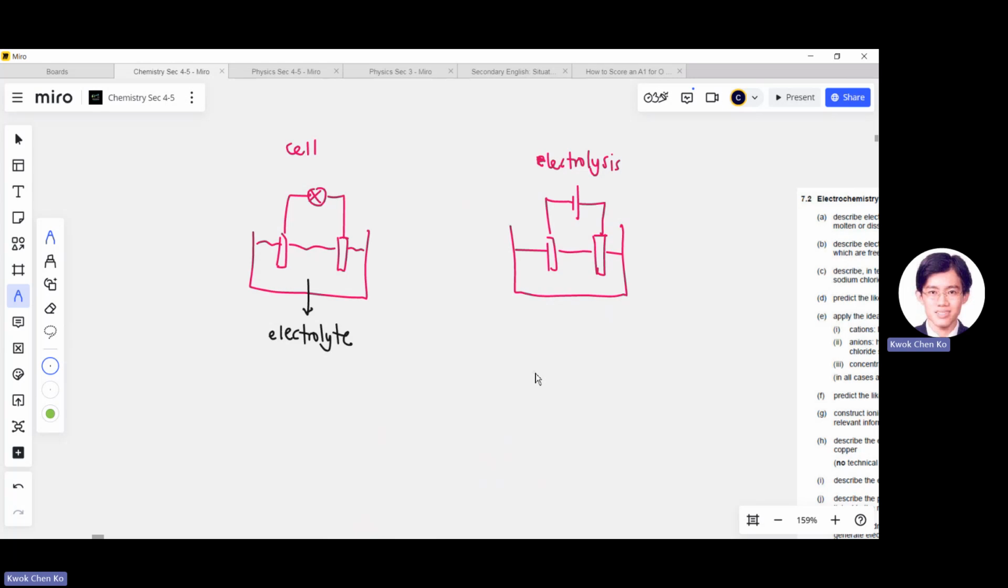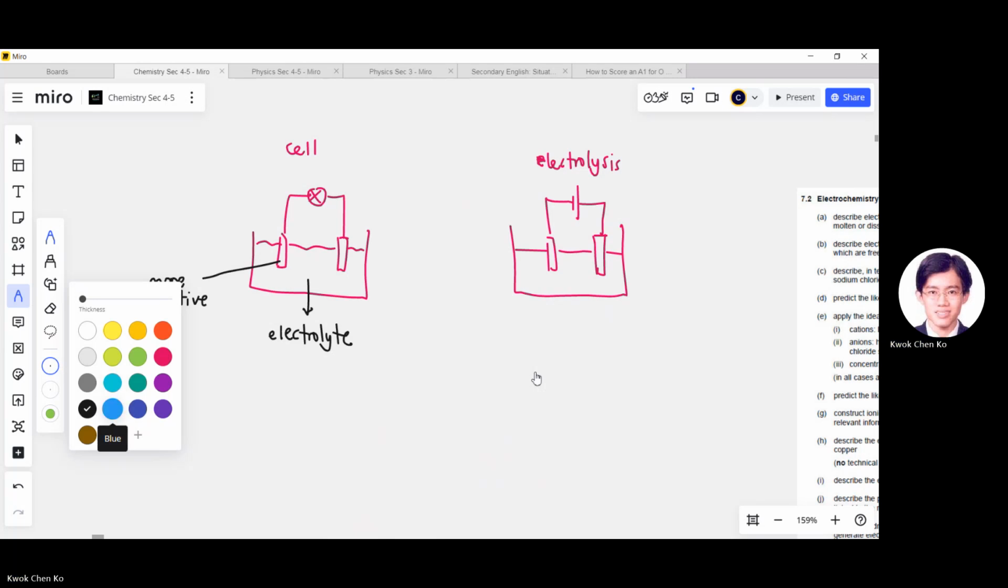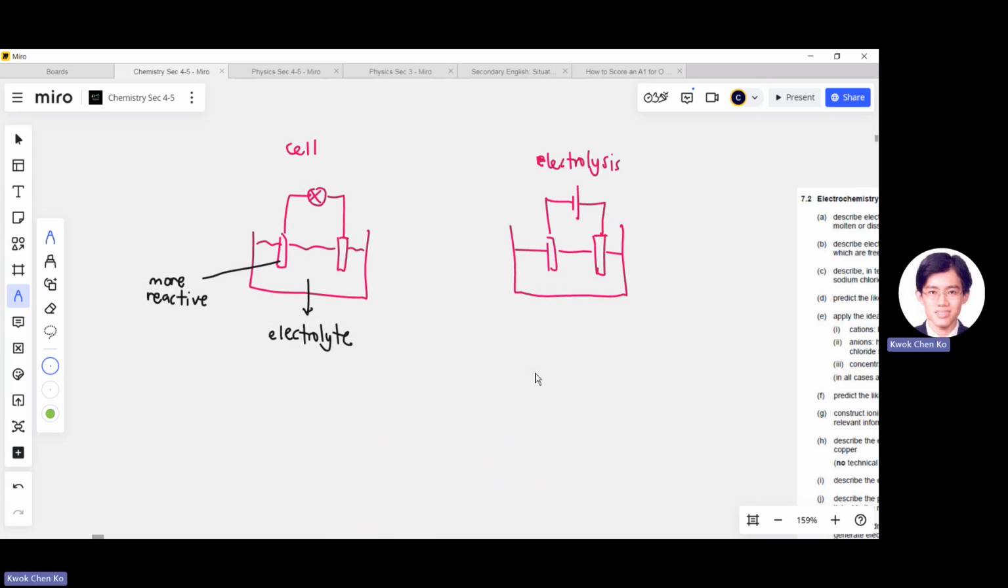Now, reminder for simple cell, these two electrodes have to be different. So let's say I tell you that this one is the more reactive material compared to the other electrode. Ethan, which is the anode and which is the cathode? This is the more reactive substance. Okay, maybe I'll be very specific: more reactive electrode.